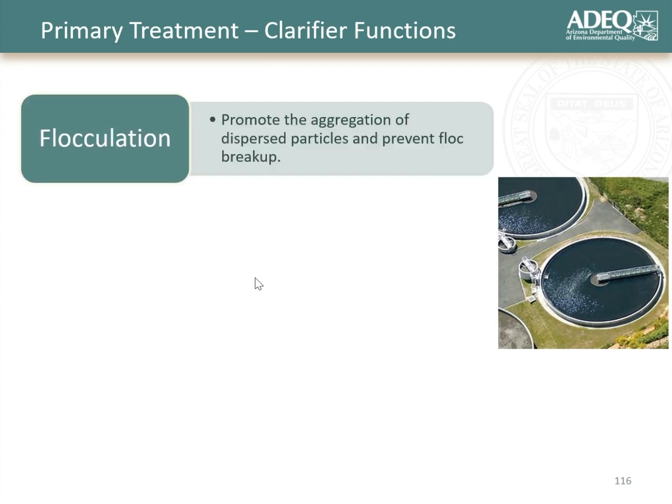The first thing is flocculation. When the wastewater enters the center well, flocculation occurs, in which you promote clumps and flocs forming at that point, which then causes improved settling. By these larger particles forming together into bigger pieces, they will then settle a little bit faster.